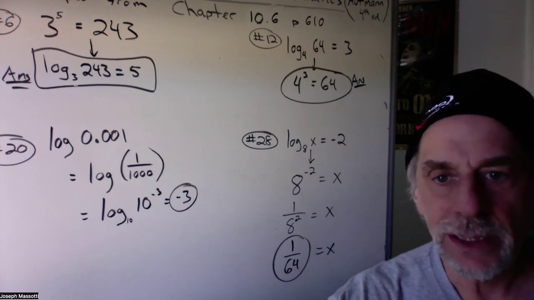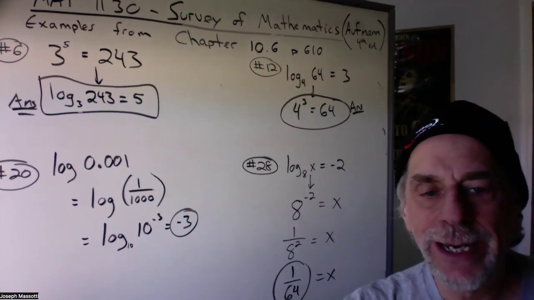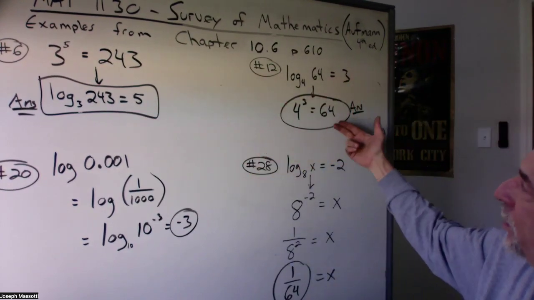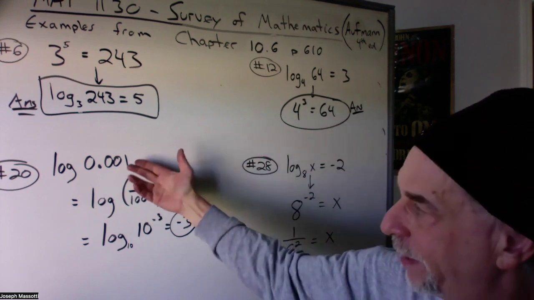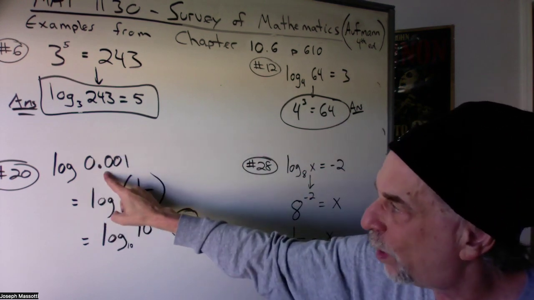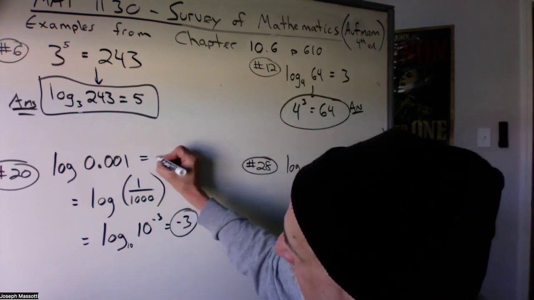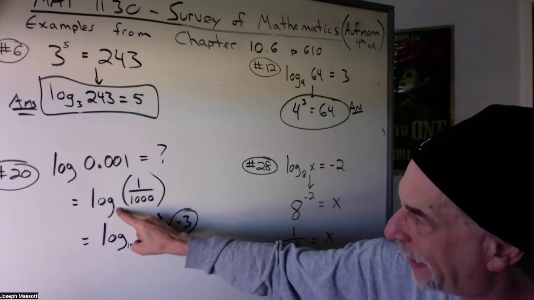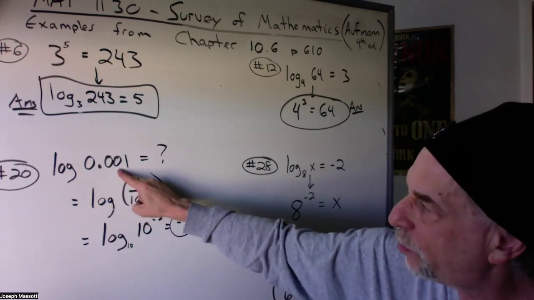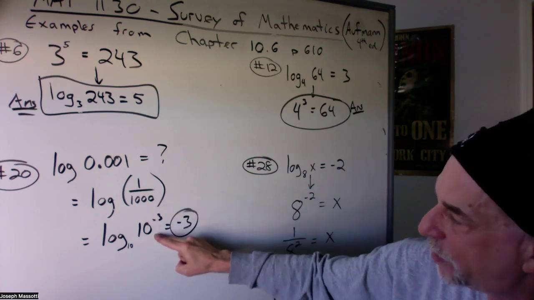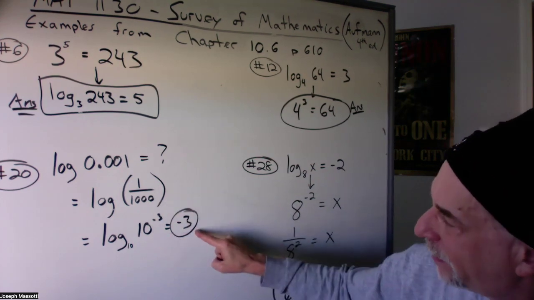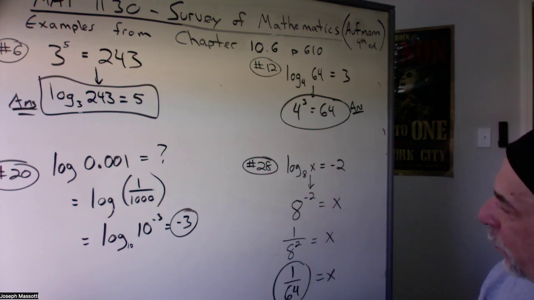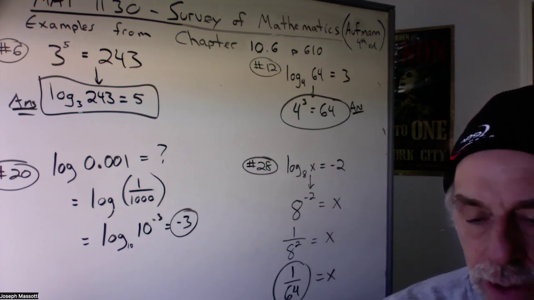All right, so those are some examples of changing from exponential form to log form, changing from log form to exponential form, using our properties of logs to figure out what this is. We're basically saying, what value is that? So we rewrite this as log base 10. We know it's base 10. 0.001 is 1/1000, which we know is 10 to the negative third. That gives us our answer of -3. We change from log form to exponential form to solve that equation for x.